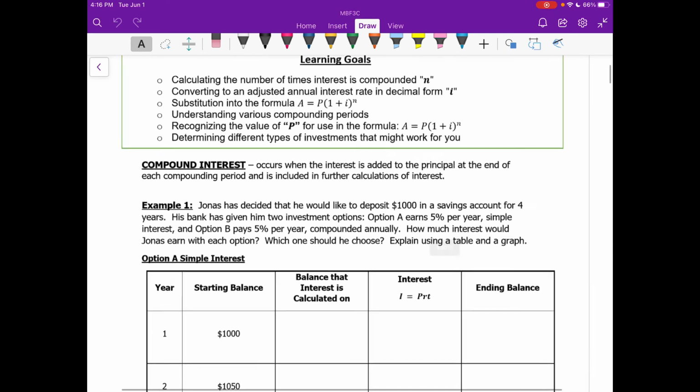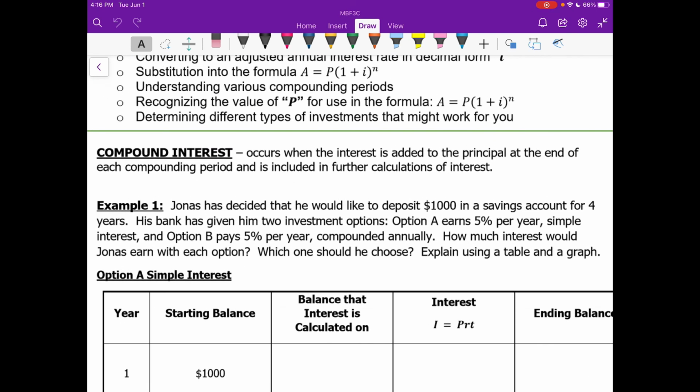Compounding interest is interest that occurs when interest is added to the principal at the end of the compounding period and it's included in further calculations. So with simple interest, right, you only got interest on the initial amount that you put in. So say 5 years ago you put in $200, you would only get interest on that $200.